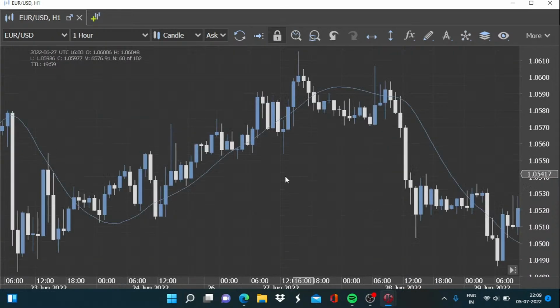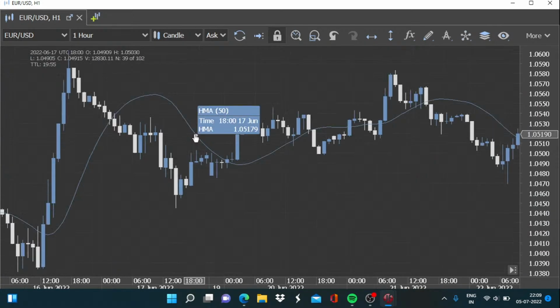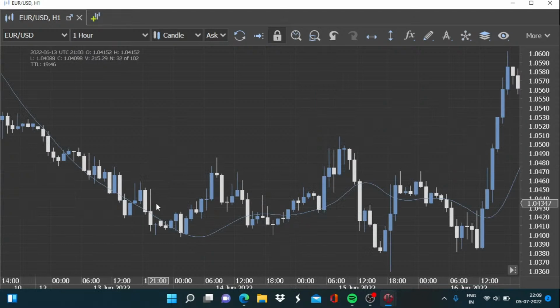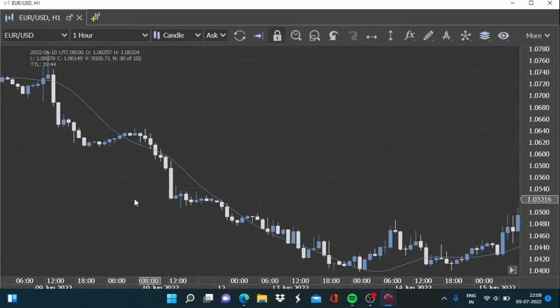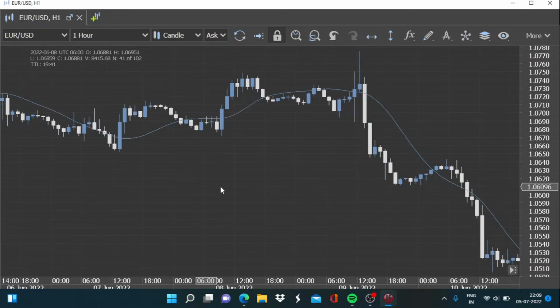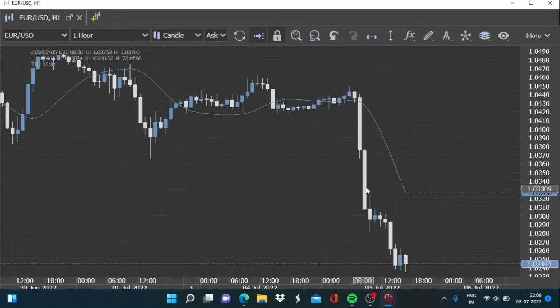Also, we can look for the deviations from this HMA, the moving average, and if there is significant deviation, then we can also look for some retracement formation, the possibilities of retracement taking place, and providing us opportunities to go long or short as the conditions warrant. So that is also one way to use this HMA.